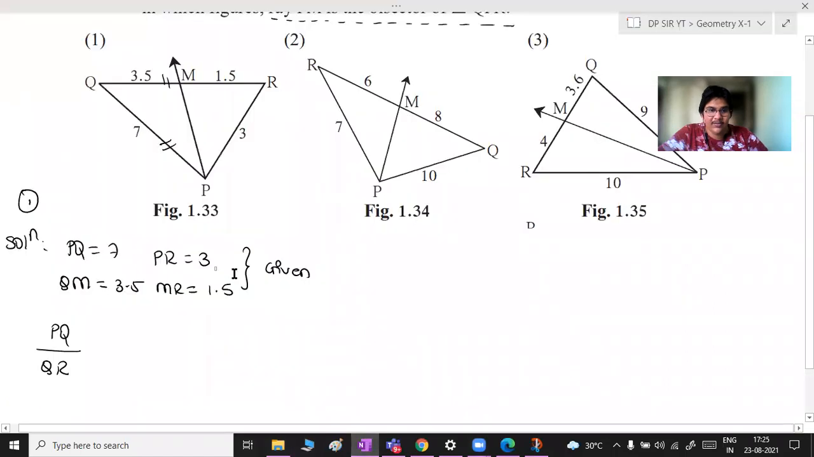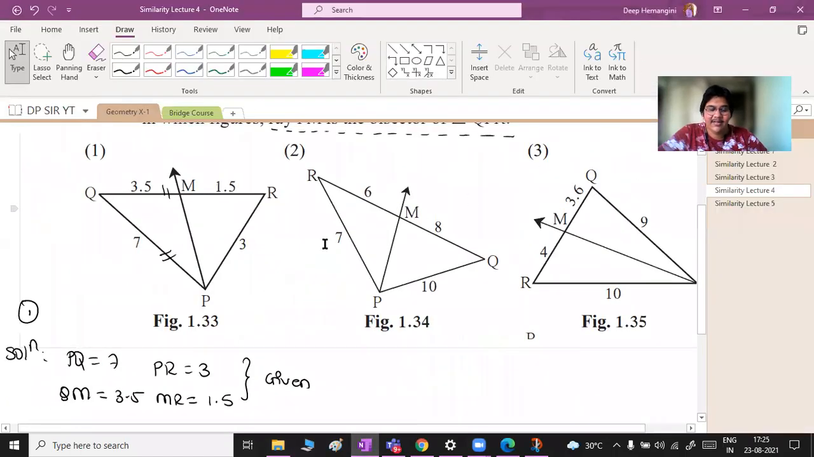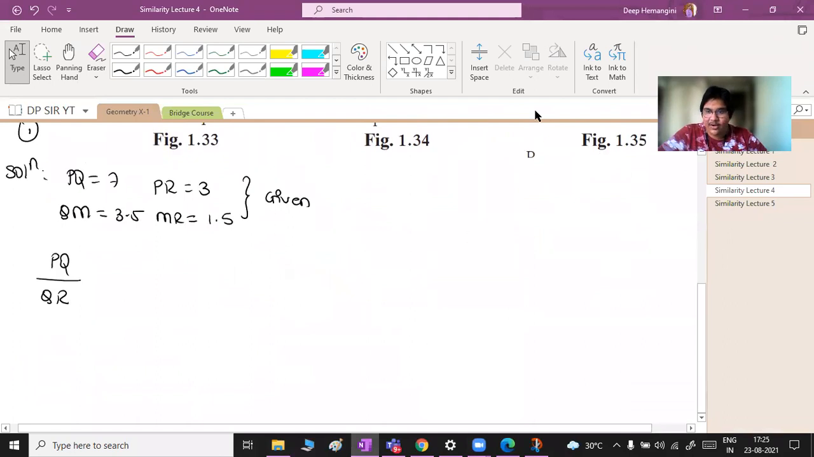Let me share my screen and I hope my OneNote is visible to you all. Just give me a second. I don't know whether OneNote is visible or not. So basically we'll just start solving with this part today. Solving part of the question.